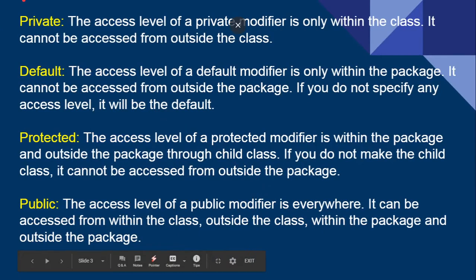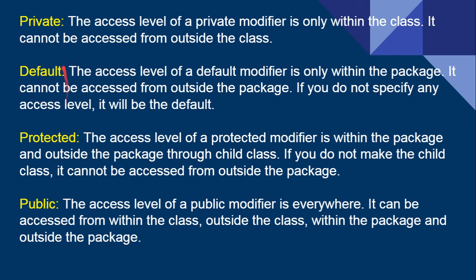So first is private. The access level of a private modifier is only within the class. It cannot be accessed from outside the class. This means that when data is specified as private inside a class, it is accessible only inside the class, and not outside the class at any cost. That is called private. This helps to make the data secure.